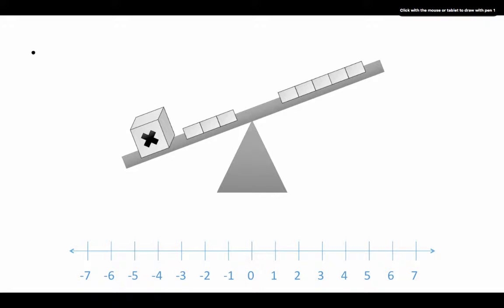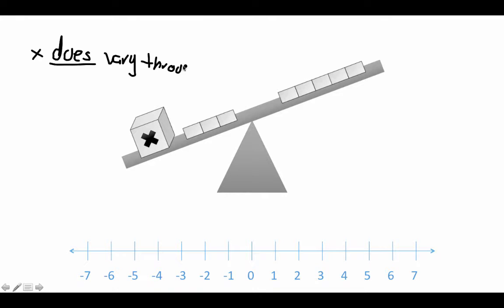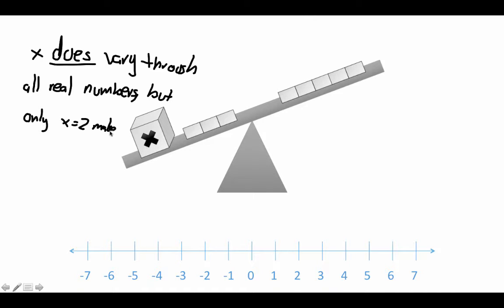We came to the conclusion that x does vary through all the real numbers. Whoa. All the real numbers. But, so what's special about 2? Only x equals 2 makes the equation balanced or true.